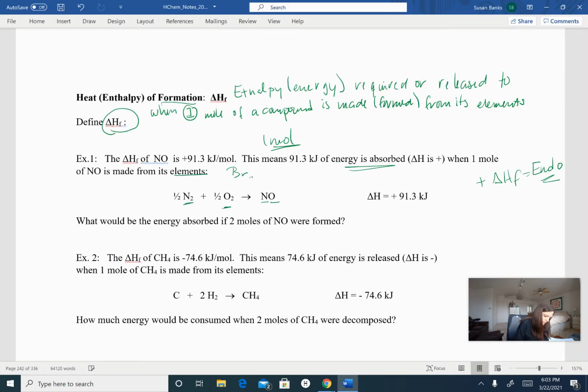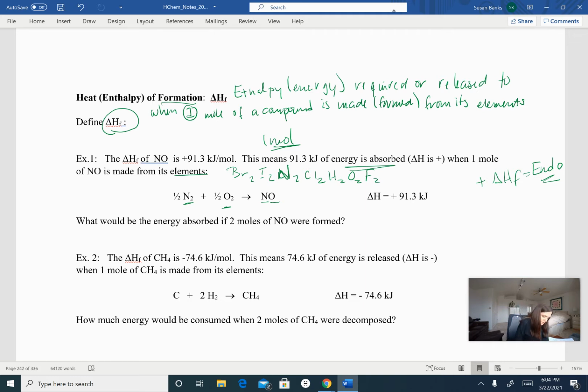So we have bromine, iodine, nitrogen, chlorine, hydrogen, oxygen, and fluorine. So please watch out for those, okay?